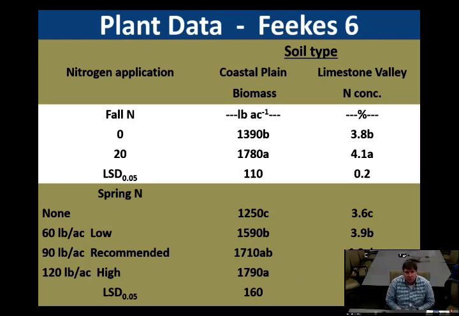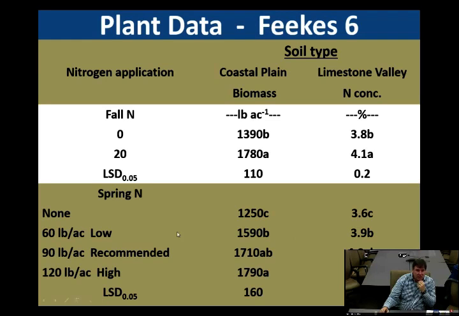When we look at Coastal Plain, this was some more plant data for both locations. Again, it drives home the point of the effect of fall applied nitrogen on biomass production. You can see it's much greater where we didn't apply any fall nitrogen. Limestone Valley, I don't really understand this, to be honest with you, but it's the only time we saw significant differences in Limestone Valley across any of these treatments. We did see a nitrogen concentration increase for the fall applied N.